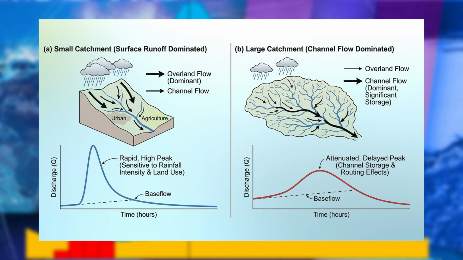In small catchments, surface runoff dominates over channel flow, making land use and rainfall intensity critical in determining peak discharge. However, in large catchments, channel flow becomes more significant than overland flow. Large basins also produce hydrographs with a longer time base due to delayed runoff concentration.